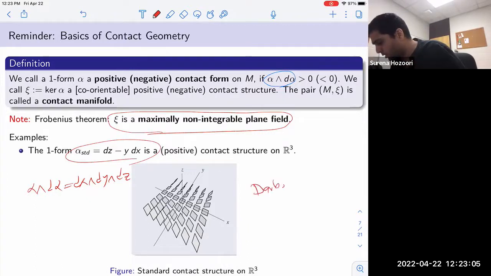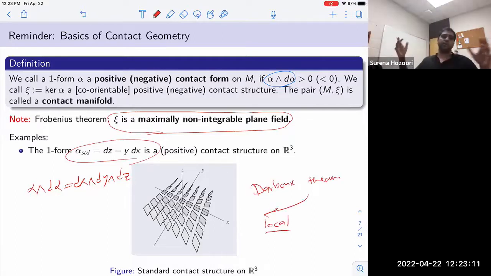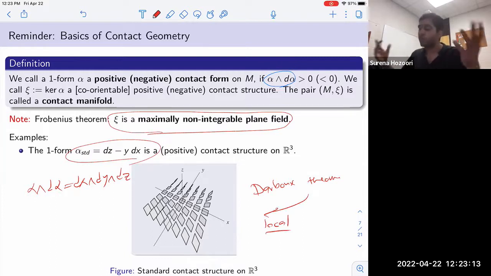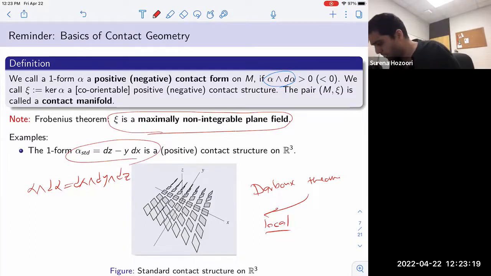Okay, similarly, you can give a standard model for negative contact structures, and you have this celebrated Darboux theorem, which tells you that all contact structures look like this locally. So that also means that their subtlety should be more of a topological nature. Okay.